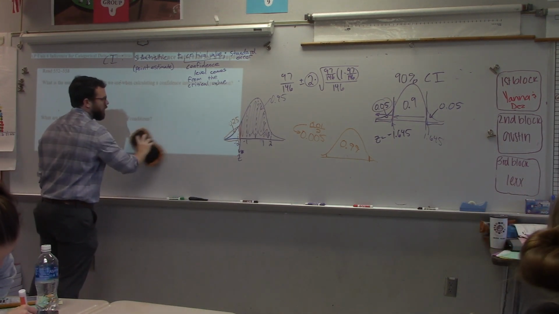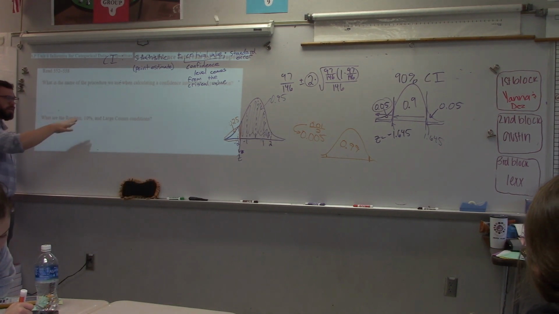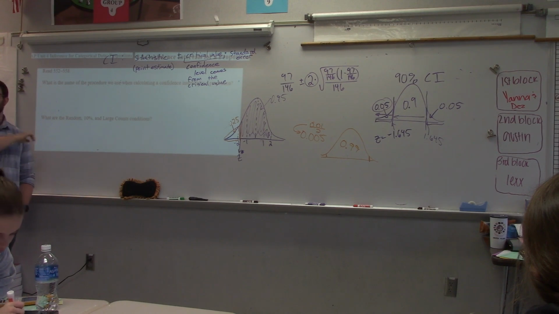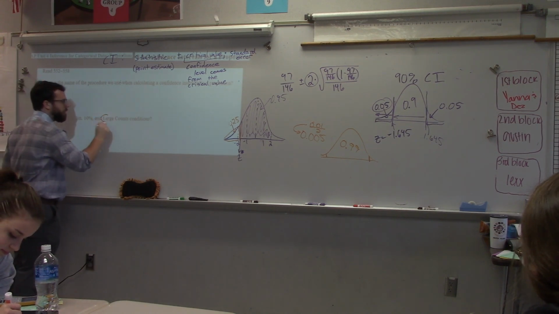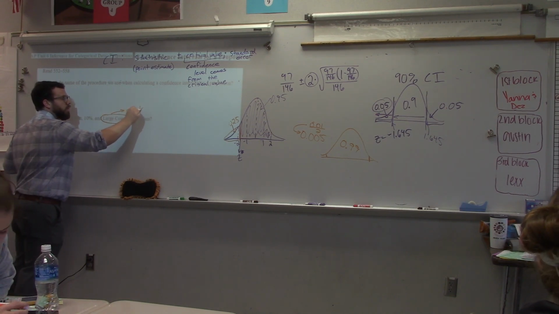Independence and normal. I would say two things. One, only one of these counts or checks for normality. Which of these conditions checks for normality? Large count. Large counts, okay? Guys, this is my condition to check for normality.